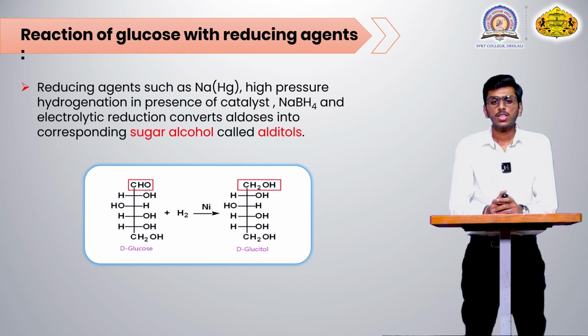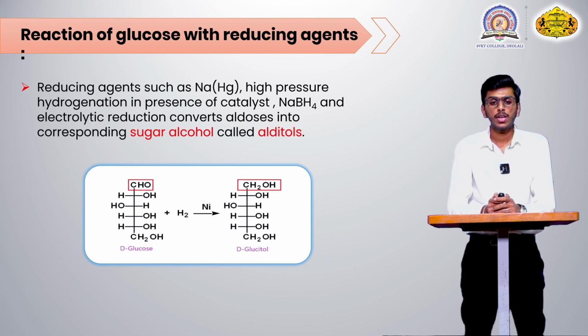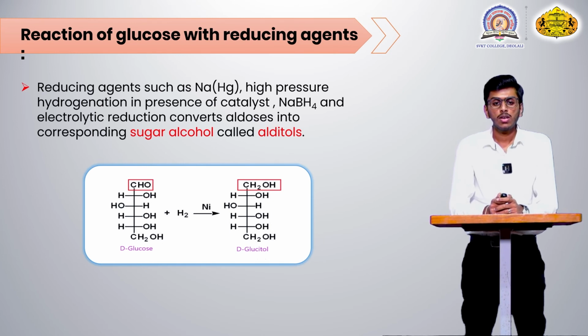Reducing agents such as sodium amalgam, high pressure hydrogenation in presence of a catalyst, NaBH4, and hydrolytic reduction convert aldoses into their corresponding sugar alcohols. These sugar alcohols are called alditols. We can see the reaction of D-glucose on hydrogenation. The aldehyde group is converted into an alcohol group and the compound is known as D-glucitol.